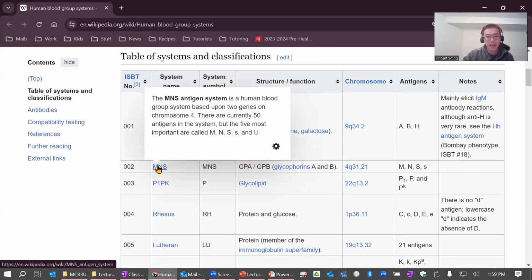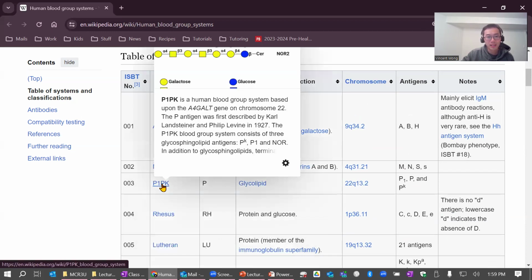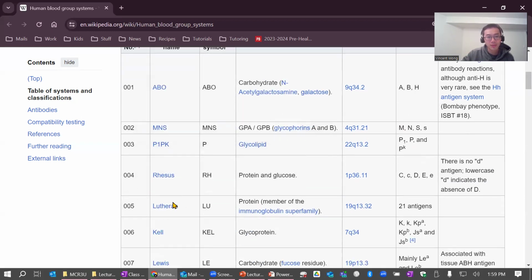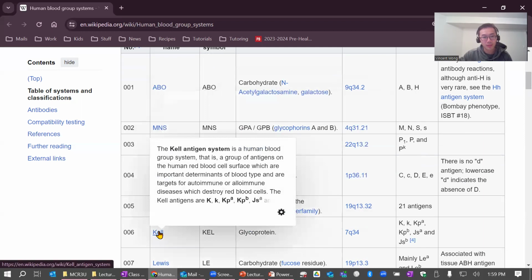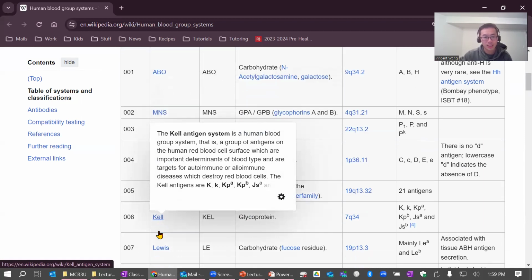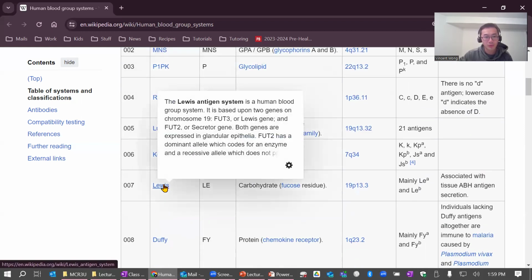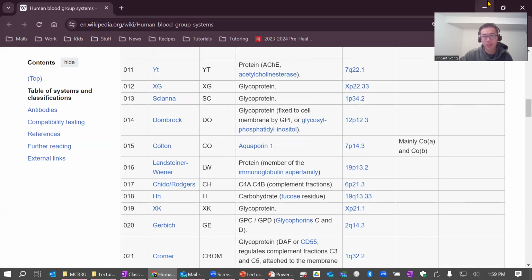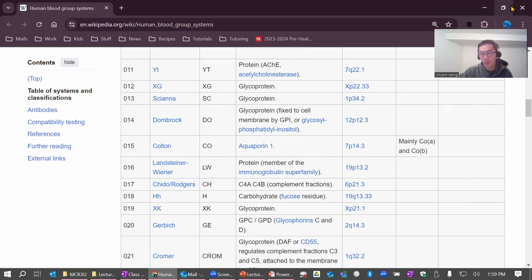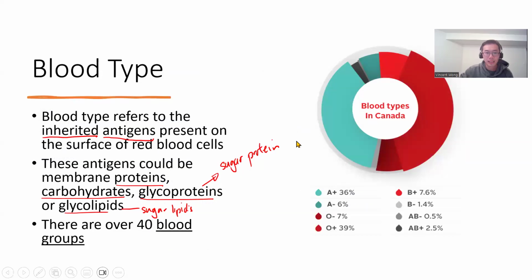But there are other ones. Look, there is MNS, there is like the P1PK, whatever. So these are blood group systems, or sometimes they say antigen systems. It's the same thing. It's just talking about the things that are on the surface of a cell. Here's Cow, here's another antigen system, and so on and so forth. So a lot of different things that are on the surface of the red cell.